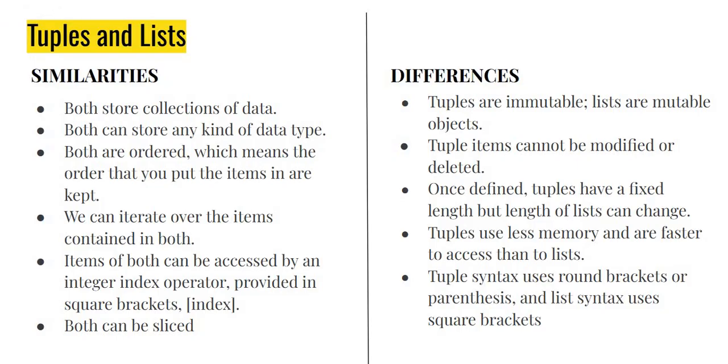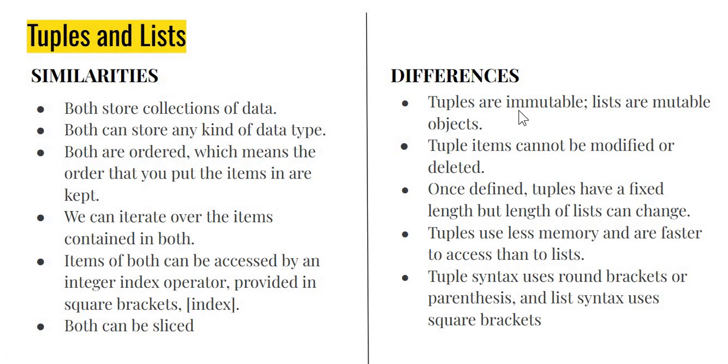Before I wrap this up, let's just look at it once more. Similarities: both store collections of data. Both can store any kind of data. We just saw this. Both are ordered, which means there's a kind of order maintained, like what comes first, what comes later. You can iterate over both of them. You can run a for loop on both of them. As we saw, items can be accessed through index operators, using square brackets, exactly the same, and both can be sliced. We saw all of this.